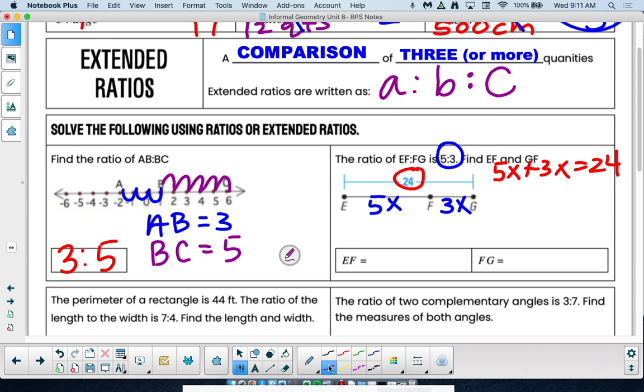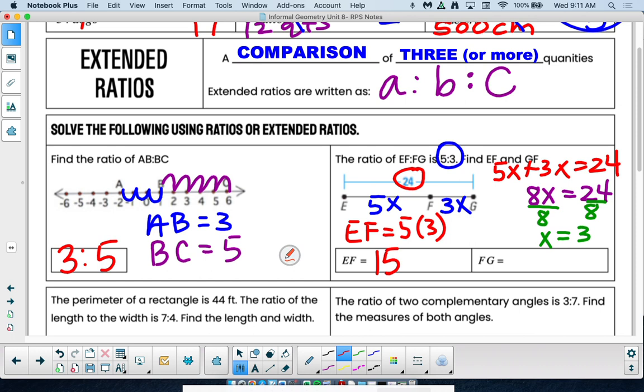And now we just solve like normal. How many x's do we have? Well, we have 8. How do you get x alone? Well, you simply just divide. So we're going to find that x is equal to 3. Okay, so we figured out what x is, but we haven't found out what EF or FG is, but we will. So EF equals 5 times what we found, 3. So 5 times 3 is 15. And now FG equals 3 times 3, which is 9.